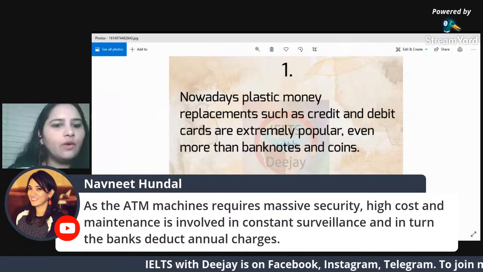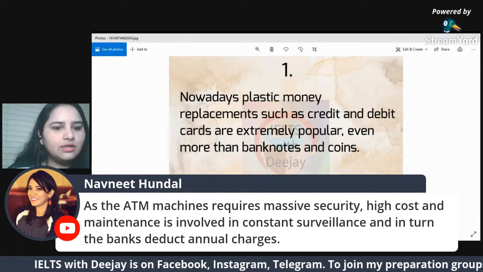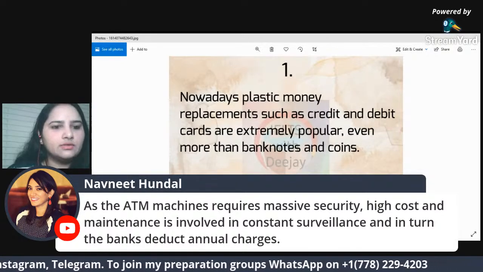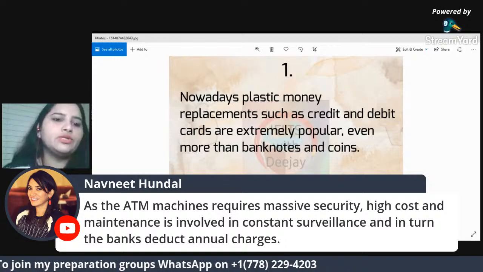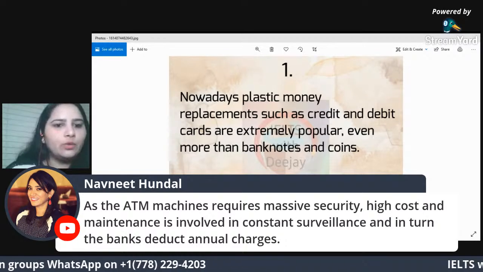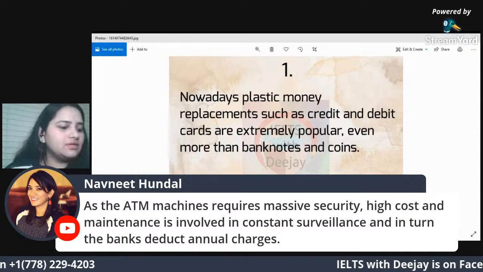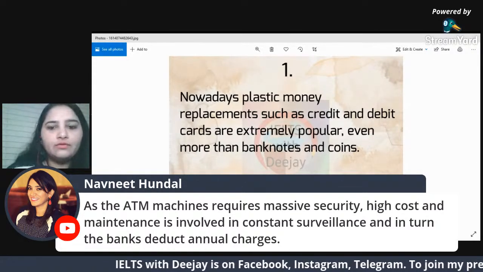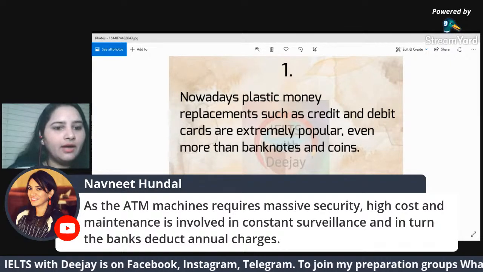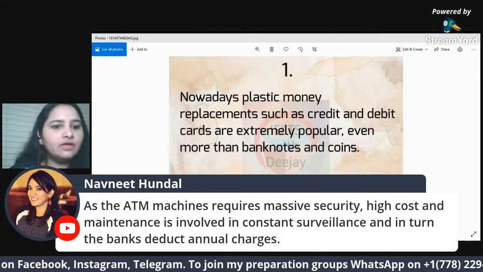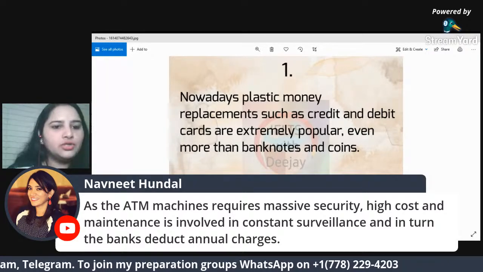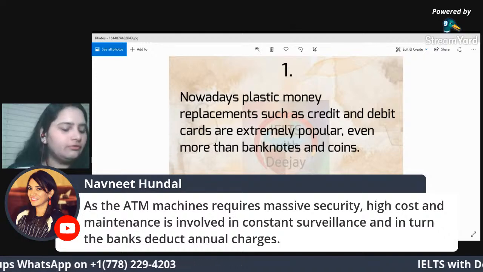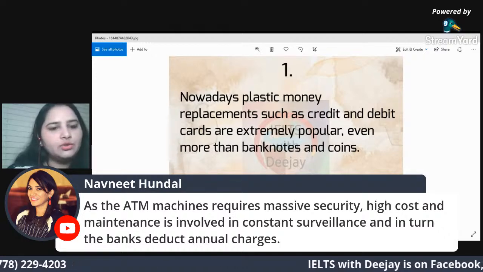As the ATM machines require massive security, high cost and maintenance is involved in constant surveillance, and in turn the bank deducts annual charges. Yes, that can be a disadvantage, because there is massive security. We have to be very secure as well. Like we have to check whether we have our card or not. Maybe while doing the transaction, we left it. So we have to be very sure about it and check again and again. So this is also a disadvantage that if we forget it somewhere, all the money is going to be lost.